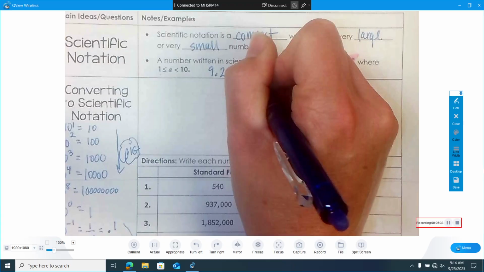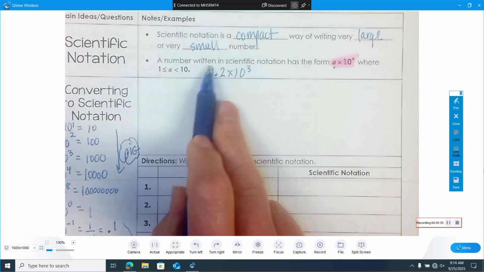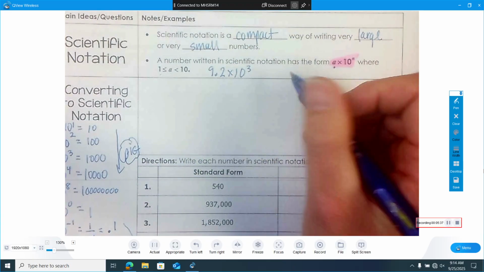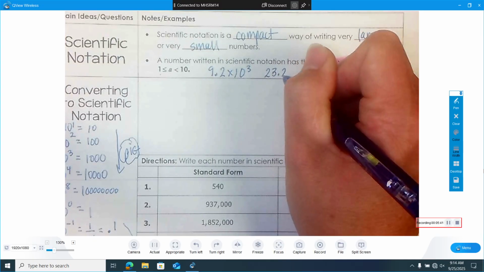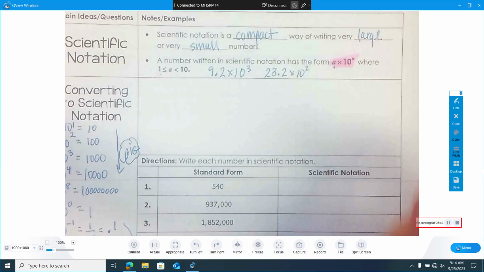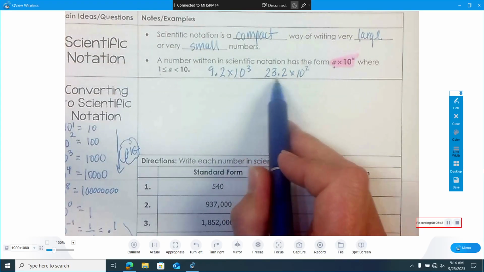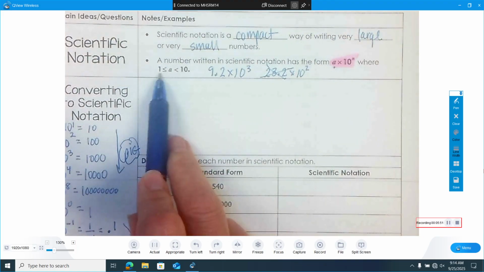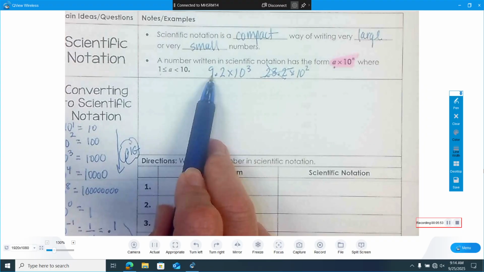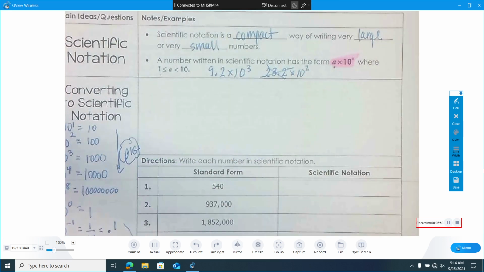So we could have something like 9.2 times 10 to the third, where a is less than 10. That works. Could I have 23.2 times 10 to the second? Could I have a number in front that's 23? No, that doesn't work. We have to have only a single integer right there in front of the decimal.